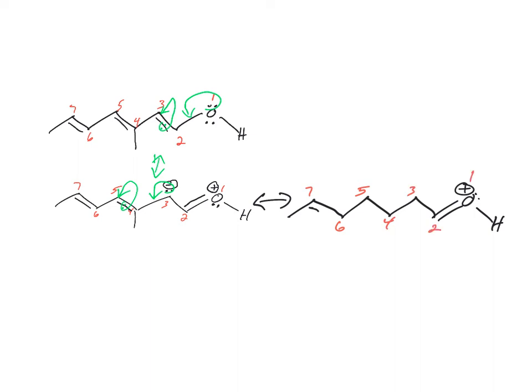Still a pi bond between 7 and 6. New pi bond between 3 and 4. Lone pair of electrons on carbon 5. So good? Keep going down the line. New pi bond between 6 and 5. Lone pair of electrons go to 7. Resonance arrow.